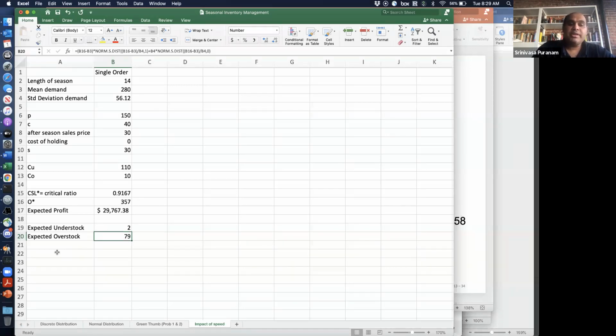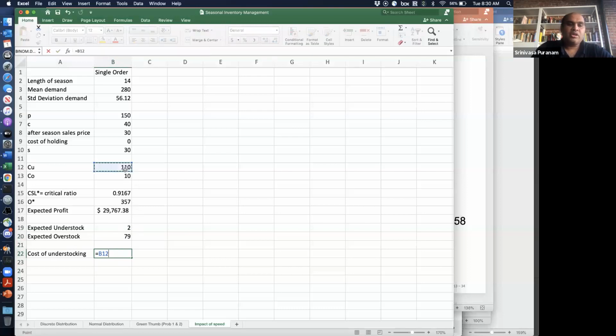Now, one of the things that we didn't calculate in the last few examples that we did is the total cost of understocking. Remember, this is the cost of understocking for a single unit. So what is the total cost of understocking? The total cost of understocking is just the cost of understocking times the number of units that you expect to understock. So that's the cost of understocking.